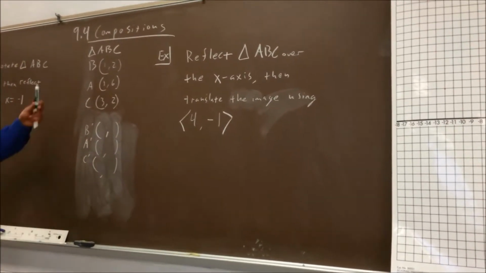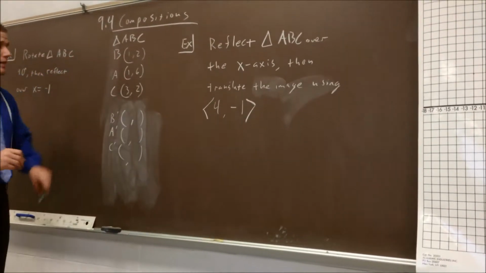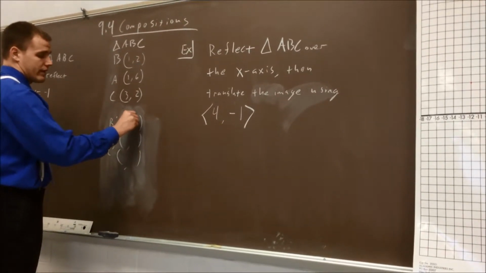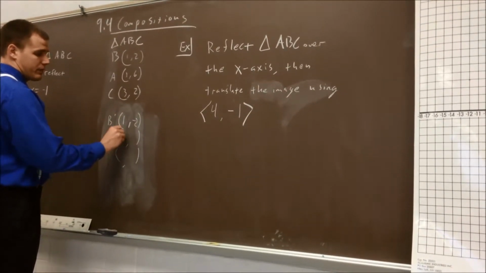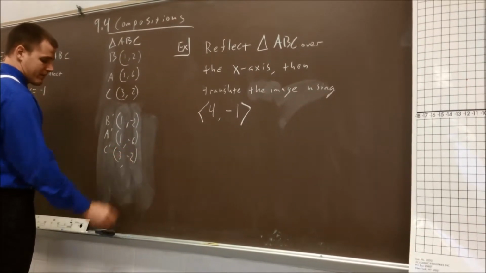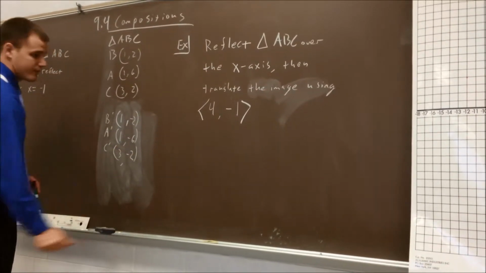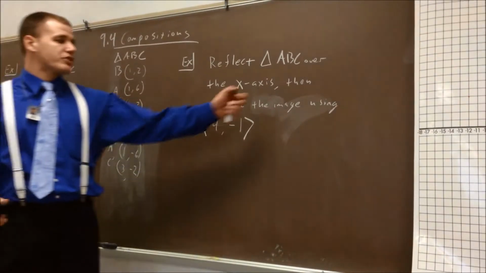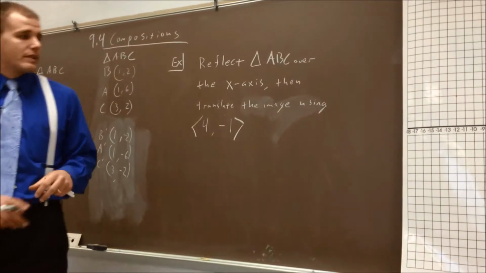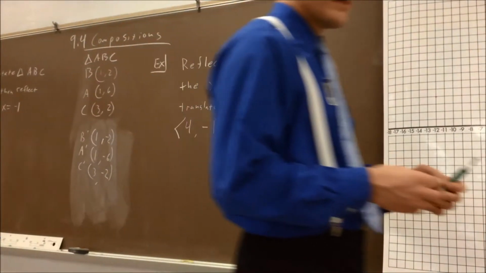And once again, we see that we take B, and if we flip it over the x-axis, we're just flipping the y-coordinate. So it's 1, -2. A prime would be 1, -6. And C prime would be 3, -2. But we're not done there. Then we have to translate that image. Remember, image is our new one, using 4, -1.